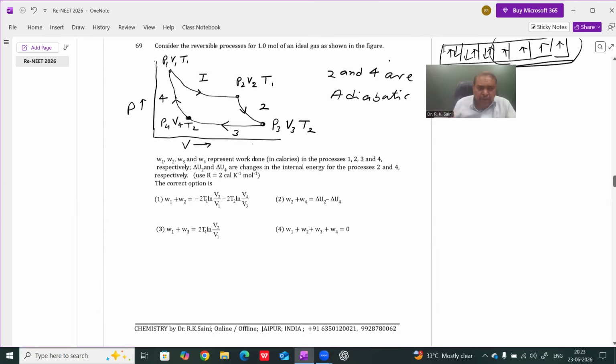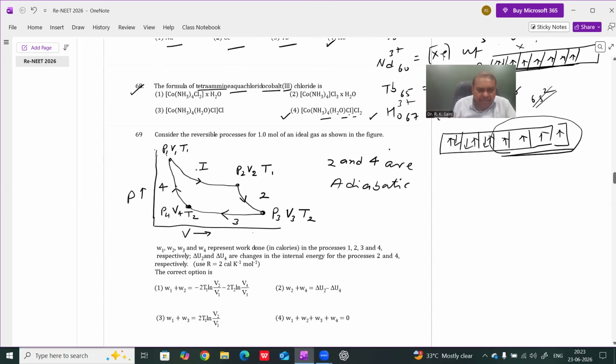Step first is isothermal because temperature T1 and temperature T1. And in first step, isothermal. Second and fourth are given adiabatic process. Third step is also isothermal because the temperature at point 3 and at point 4 are also equal. And the first and third isothermal, second and fourth adiabatic given in question. Then we check the options.